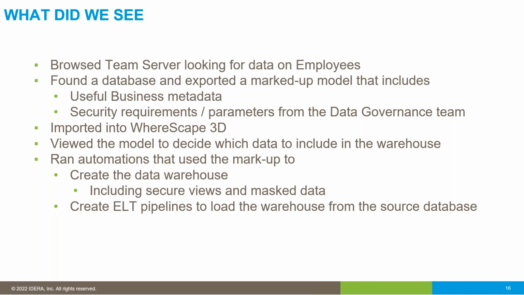So to summarize what we've seen then, we started off in Team Server as a consumer of data, browsing for information, looking through the business glossary. Did that in Team Server. We could have also done it in Collibra. We found the database that we're looking for, and we pressed a button to export a marked up model to send to WhereScape 3D, including lots of useful business metadata, help with curation, and security requirements and parameters from the data governance team. So once we exported it and imported it into WhereScape 3D, we could then view the model, make decisions on it, and what to include.